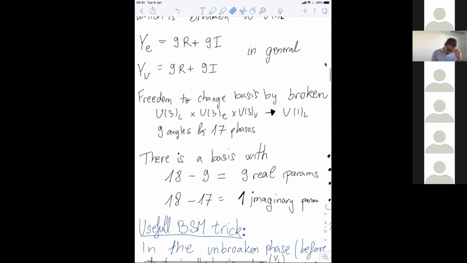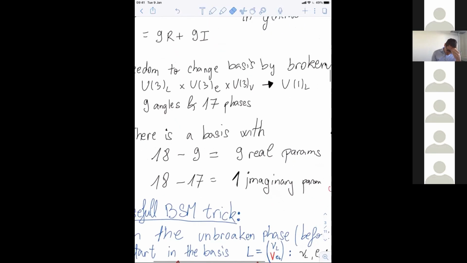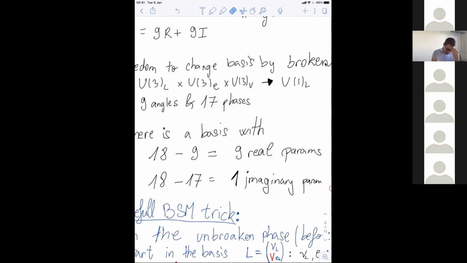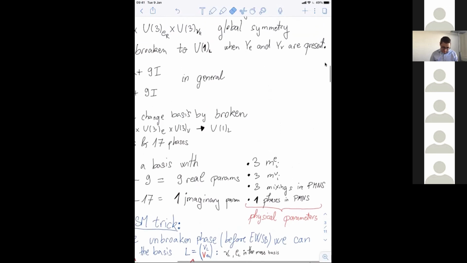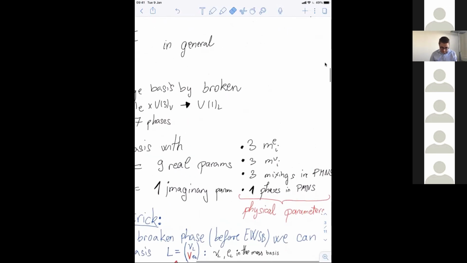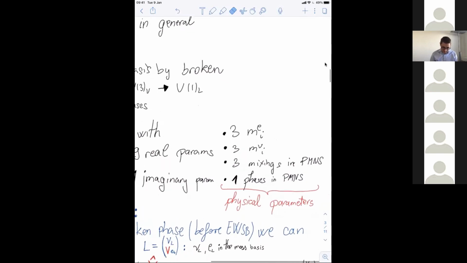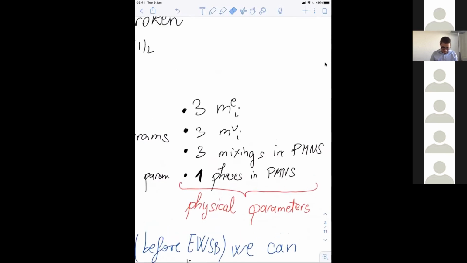So we start off with 18 real parameters. Each Yukawa coupling has 9. And we have 9 angles we can remove. So in the end, we end up with 9 real parameters. For imaginary parameters, there is only one, because we started with 18 imaginary and we have 17 phases, so we will have one imaginary parameter. So what are these 10 parameters? They are 3 masses for the charged leptons, 3 masses for neutrinos, and 3 angles in the PMNS and 1 phase in PMNS.